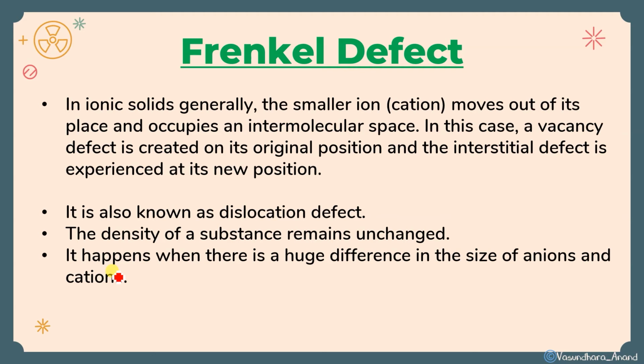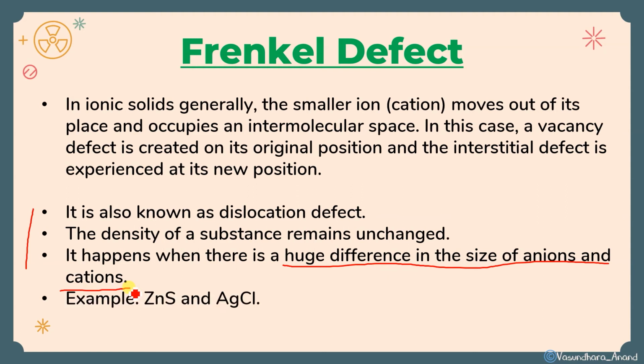और अगर almost बराबर होगा cation और anion का, तो that cannot occupy the interstitial. Yes, वो अपने site को छोड़ तो देगा, but interstitial को occupy नहीं कर पाएगा, and that's why Frankel defect. These are the 3 points, important points. It is also known as dislocation defect. The density remains unchanged in this Frankel defect, and that huge difference should be there between the size of anions and cations. Cation बहुत छोटा होना चाहिए with respect to anion.